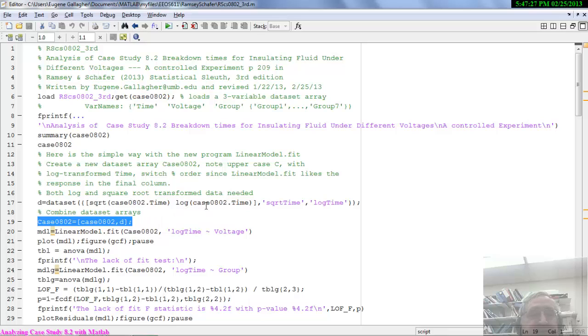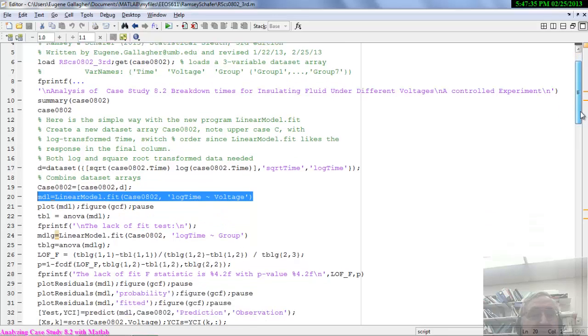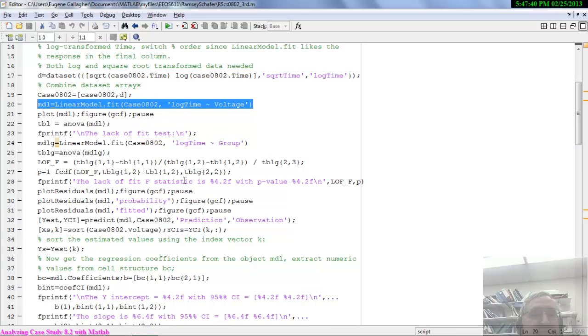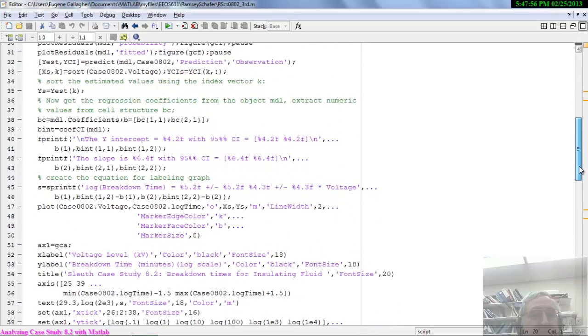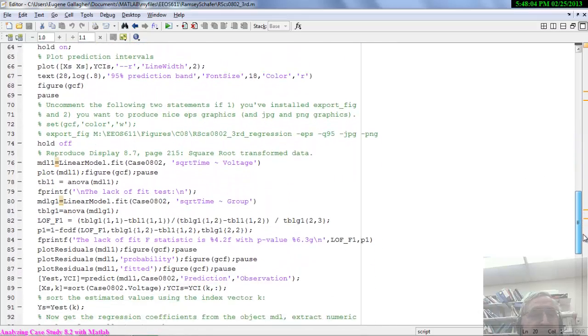Here I created a new dataset array with a log transformed response variable. I fit it with a linear model fit, and it's just one call to basically fit the models. This is classic kind of object-oriented programming, so linear model fit. And then I calculate the lack of fit F statistic in 2 or 3 lines of code after pulling out the appropriate lines from the ANOVA table. Plotted the residuals, and then this is 30 or 40 lines of code just printing that graphic, including plotting the prediction intervals.